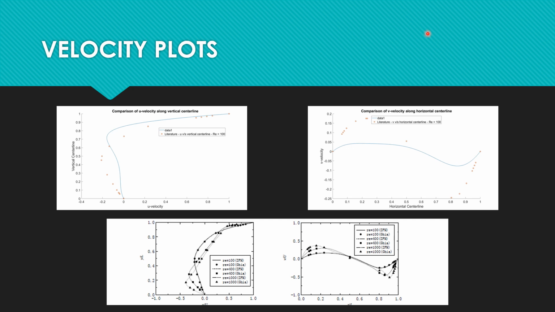Next, and lastly, we check the u and v velocities along the vertical and horizontal center lines respectively. Here I have tried to compare the results with the solutions of GIA, and we can see that the solution differs considerably while comparing the two lid-driven cavity flows. However, the results still seem to match the plots given in the bottom image, like these plots for Reynolds number equal to 100.